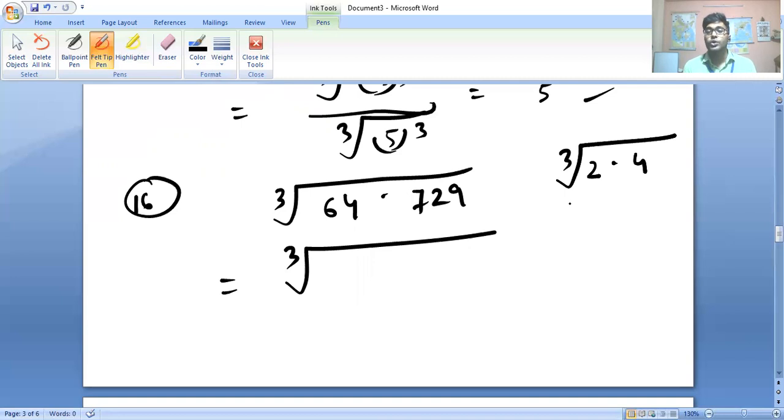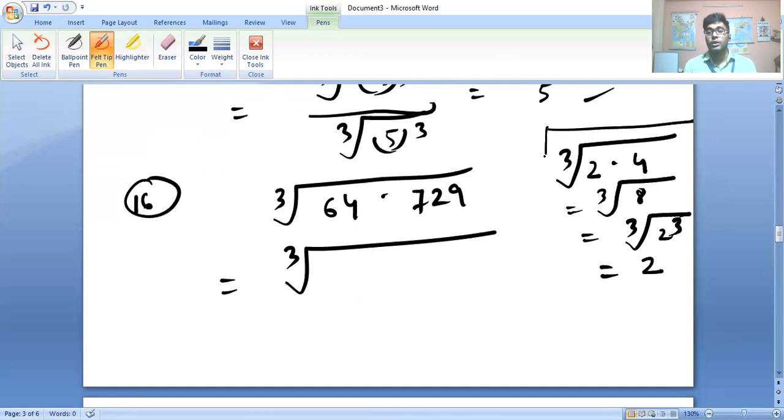Similarly, 4 also. So if this type comes, when the numbers cannot be represented individually as some number whole cube, then you have to make their product. That means 2 fours are 8. Then you do 2 cube, and then you get 2. This is applicable when the numbers inside the bracket in which products are given cannot individually be represented in the form of some number whole cube. Only then you multiply and find its cube.